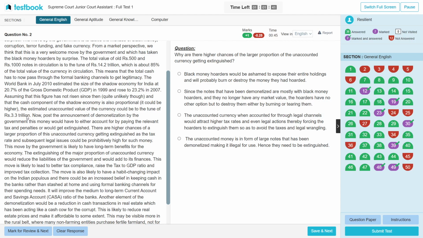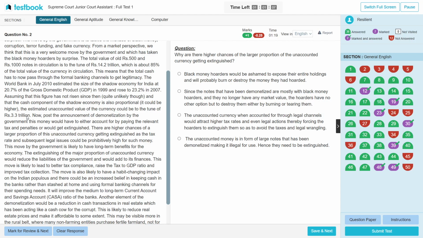Why are there higher chances of a larger proportion of the unaccounted currency getting extinguished? Black money holders stand to lose their entire holdings and will probably burn or destroy the money they had hoarded. Since the notes are held mostly by black money holders and no longer have any market value, the holders have no other option but to destroy them, either by burning or tearing them. The unaccounted currency, when accounted for through legal channels, would attract higher tax rates and even legal action, thereby forcing the holders to extinguish them to avoid taxes and legal wrangling.